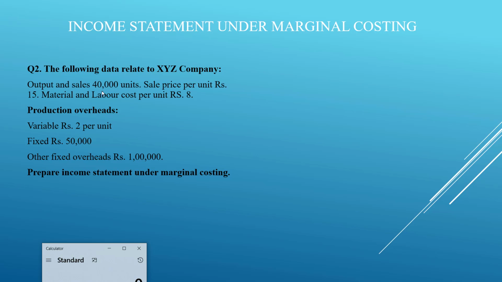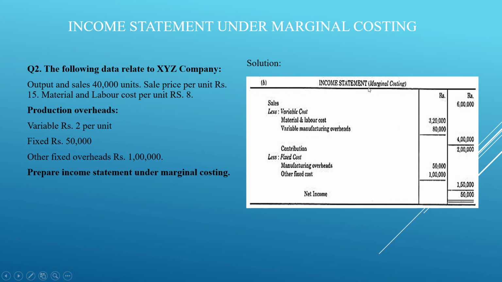From this information we have to prepare the income statement. So now we'll see how to calculate this problem. Solution: you see here, I put up the income statement, marginal costing. Now sales is given as 6 lakh rupees. Now how do we get this 6 lakh rupees? We got it from 40,000 units. Output and sales is 40,000 units, 40,000 units into the sales price. Sales price per unit given is 15, right? So 40,000 into 15 is coming to 6 lakhs.